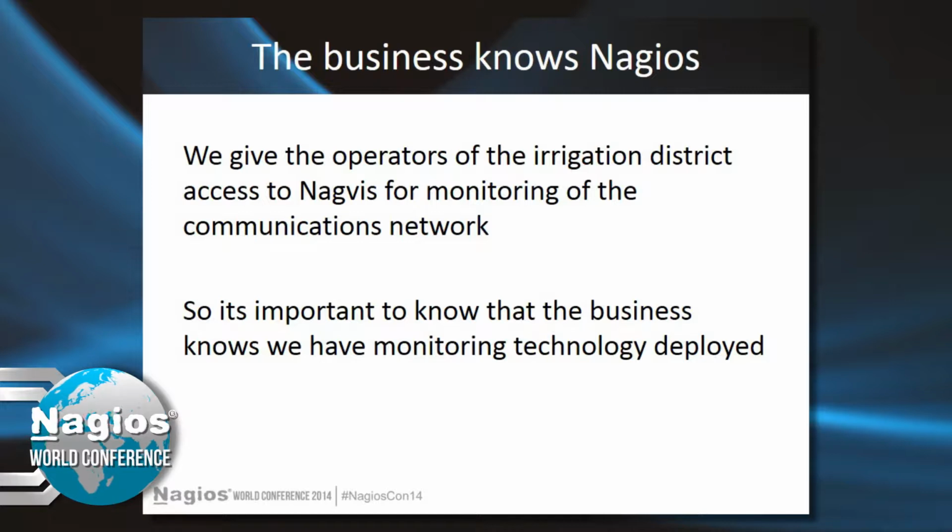So the business knows Nagios. We give operators of the irrigation district pretty extensive access to Nagios, and they use that to see the status of the communications network to help fault find any SCADA issues that they may have. So it's important to know the business knows we have a monitoring technology deployed across our systems.